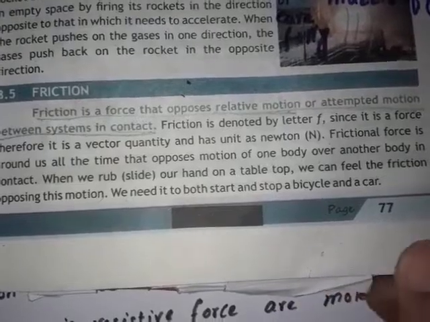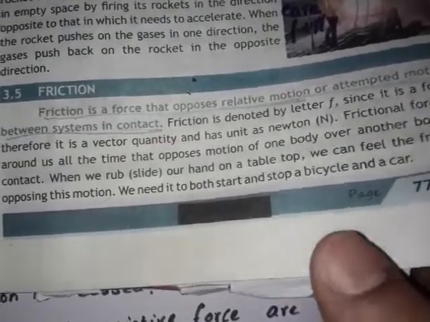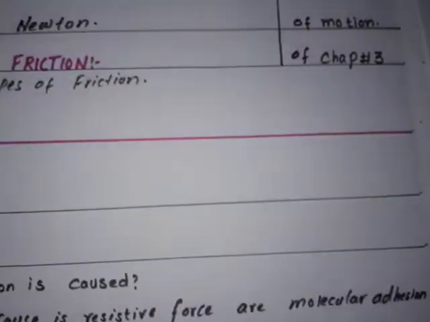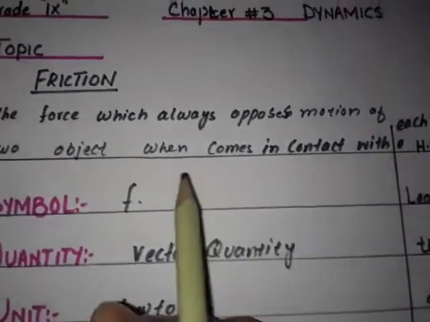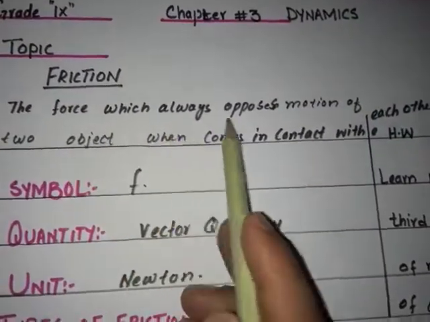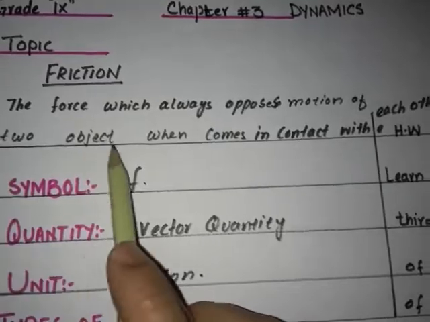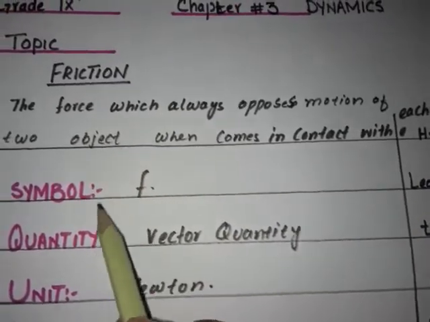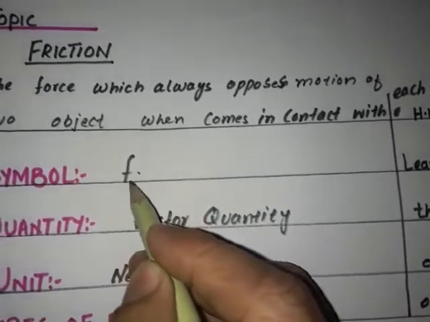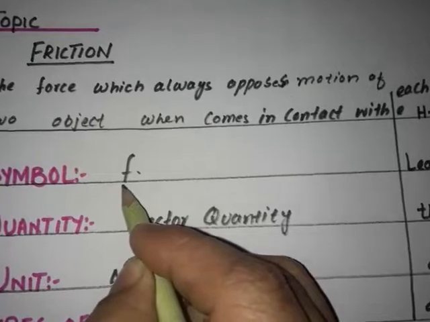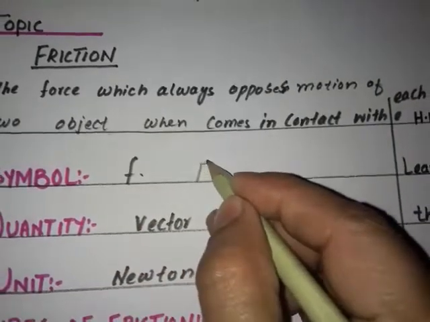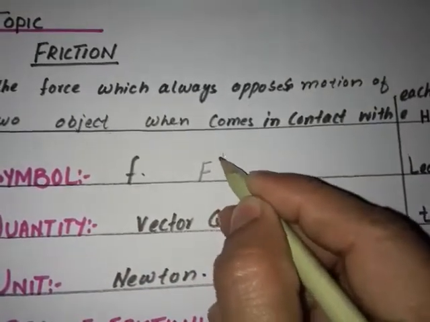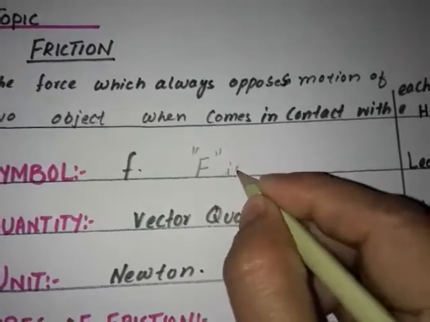Another definition of friction is the force which always opposes motion of two objects when they come in contact with each other is called force of friction. The symbol of friction is small f. Why can't we use the capital F? Because the capital F is the symbol of force.